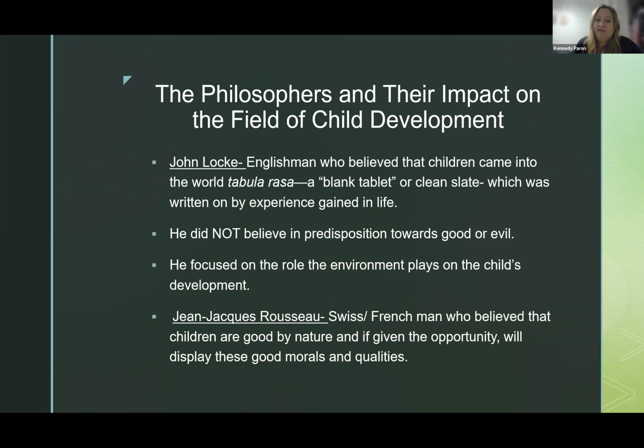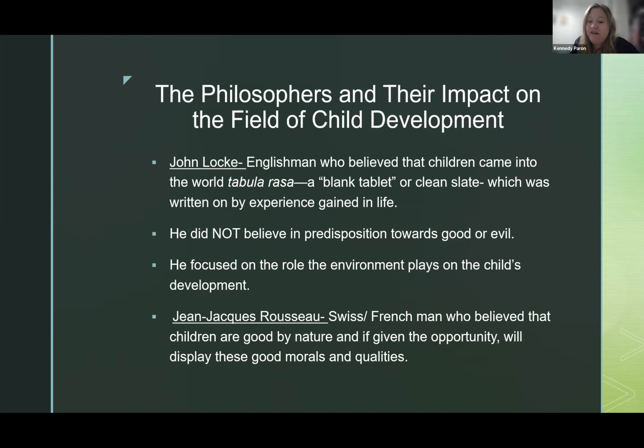So now we're going to talk about a few philosophers that impacted the field of child development. First, we'll start with John Locke. He was an Englishman who believed that children came into the world as tabula rasa, which means blank slate. This meant that all their experiences formed them and wrote on them like a tablet. They were new until they came into the world and experienced life. He did not believe in predisposition towards good or evil. He focused on the role the environment played on the child, not the child played on the environment, on the child's development.